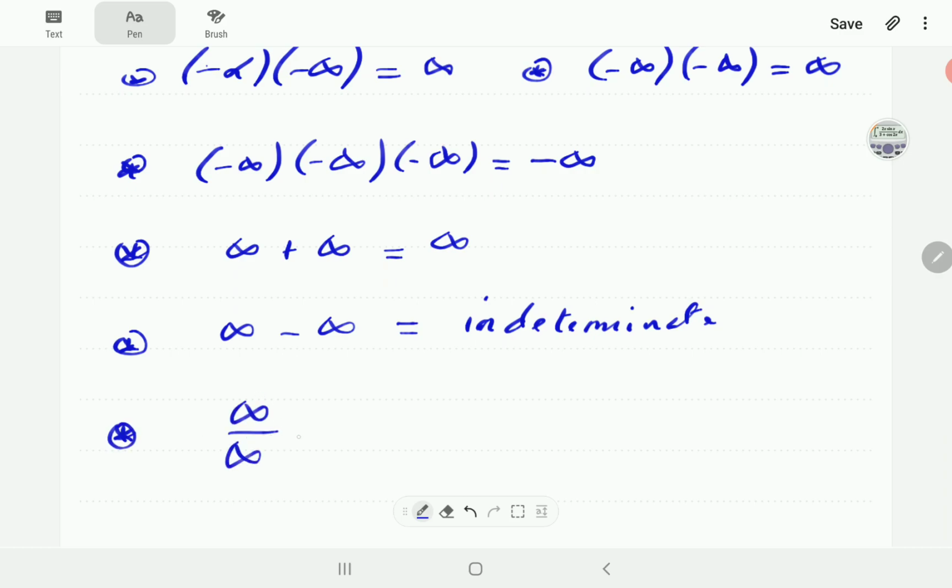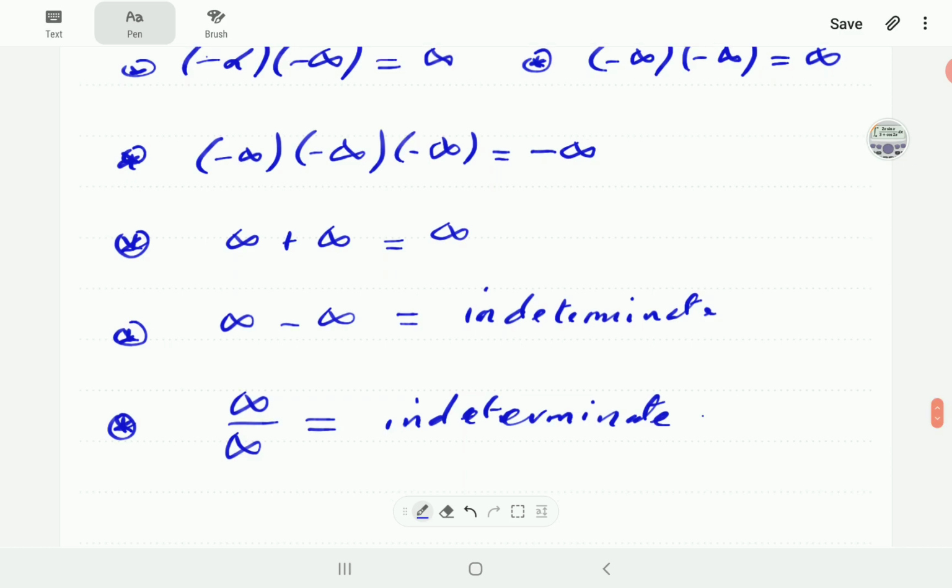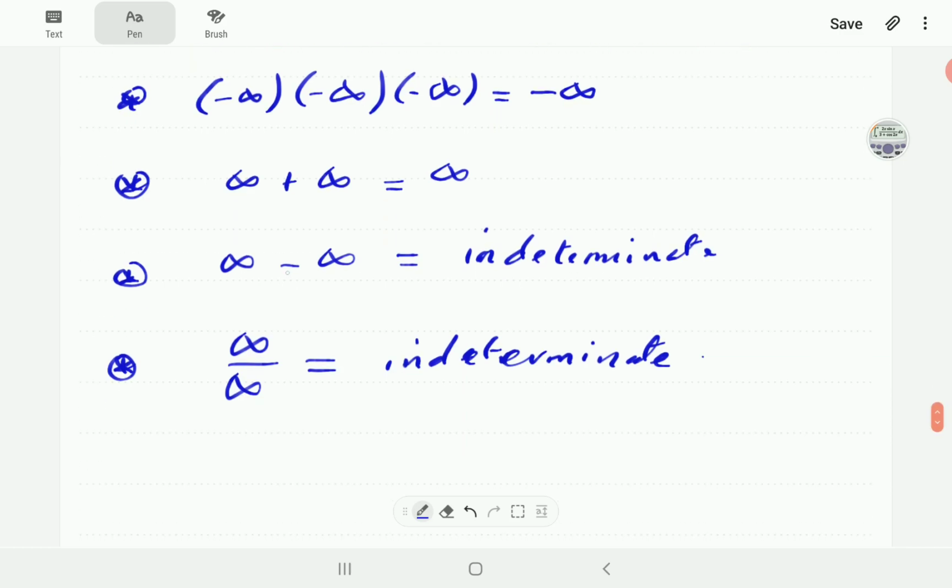Similarly, infinity over infinity is a bit like 0 over 0. It is not necessarily equal to 1. So this is another indeterminate form that requires further scrutiny, further analysis. We will see some of these, definitely this one. We will see how to handle those. Sometimes we use the binomial theorem and stuff like that.